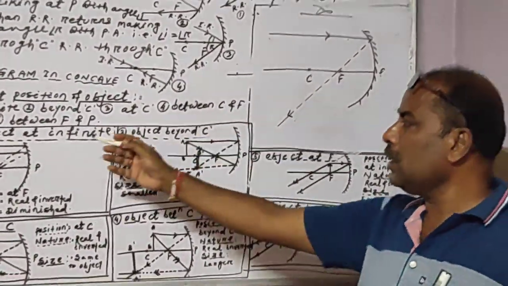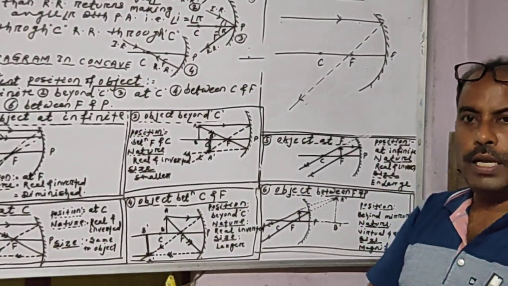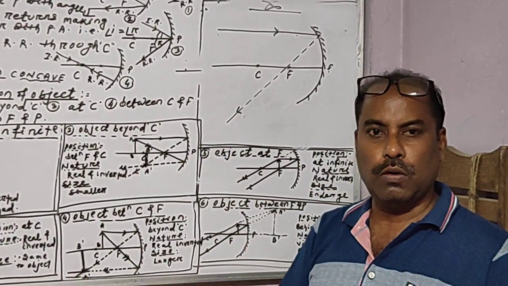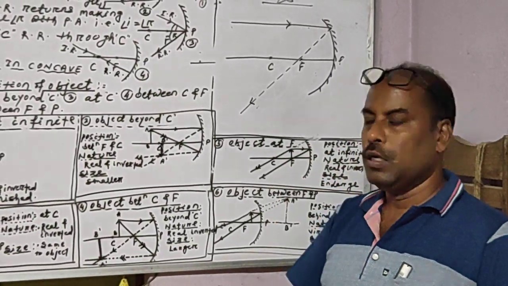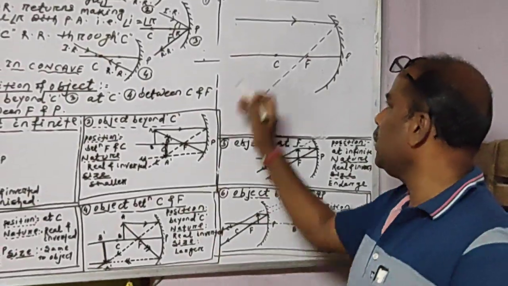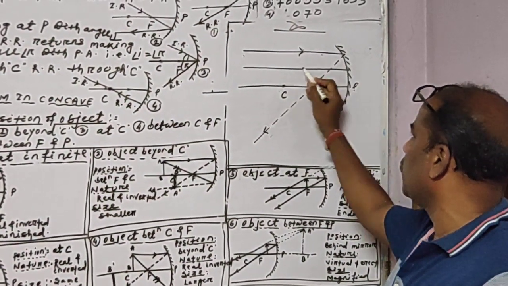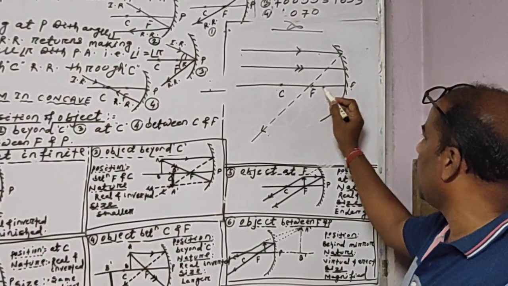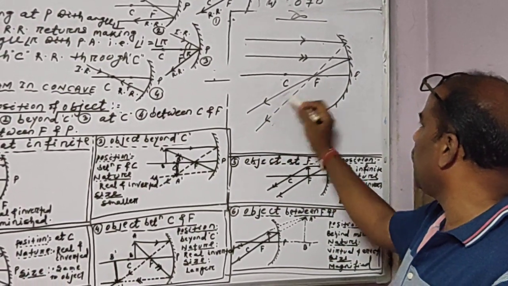In the case of object at infinity, we have to take any 2 rays or 3 rays or 4 rays, but all the rays should be parallel, because we know the rays coming from a distant object are parallel to each other. The first ray is parallel to the principal axis. The second ray also we have to take parallel to the principal axis, putting a double arrow mark. This also passes through the principal focus.